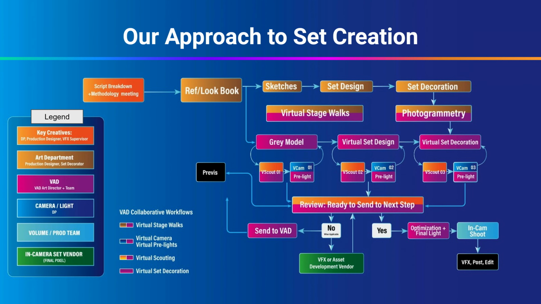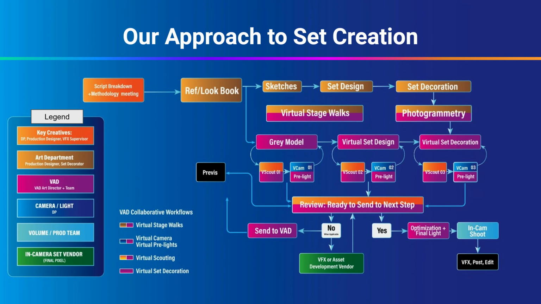Then you have the art department doing sketches, set design, set decoration, but there's a crossover. The purple is the VAD. The VAD is going to empower the art department with virtual stage walks and with photogrammetry, because your set decoration needs to go into the virtual world now if you want it to blend seamlessly. So photogrammetry is something that we bring into the design stage with the production designer.